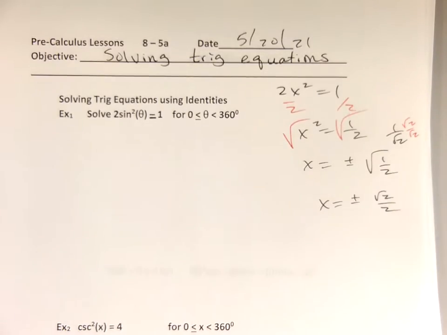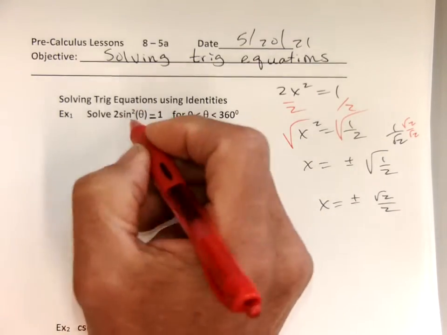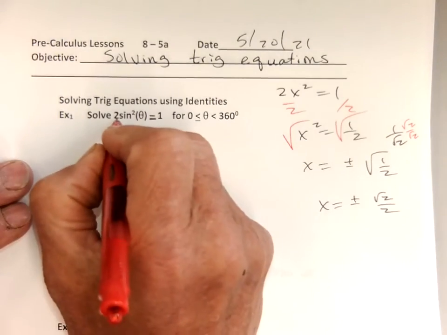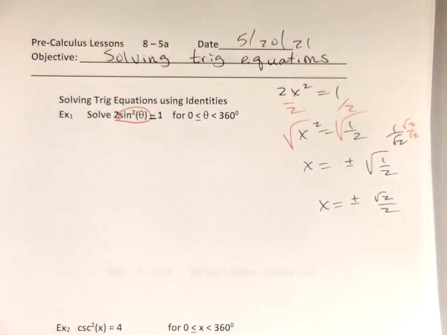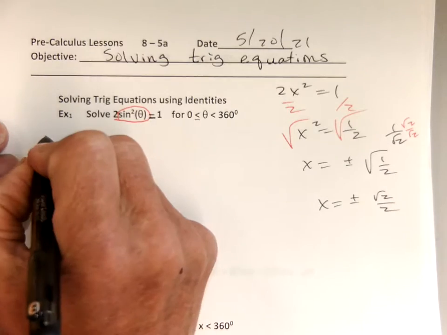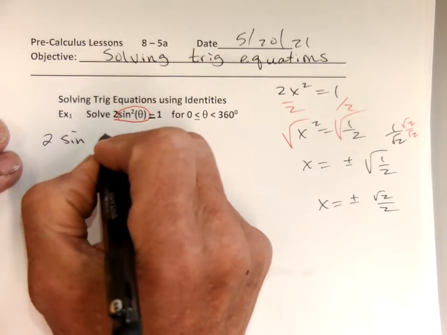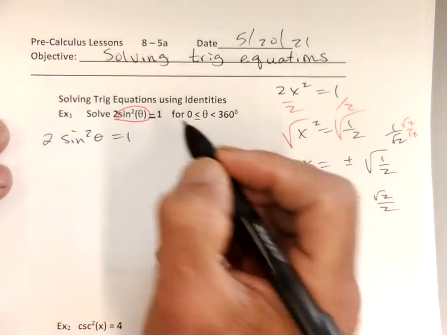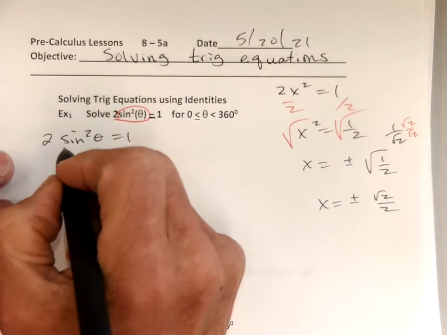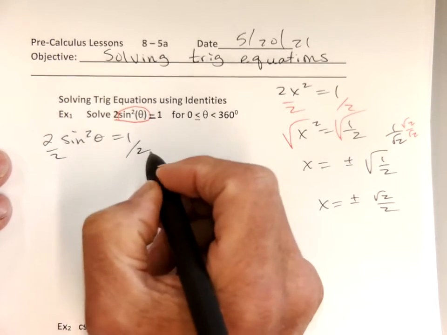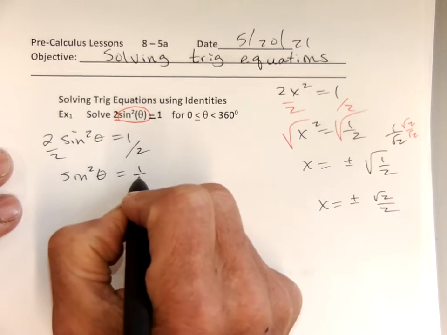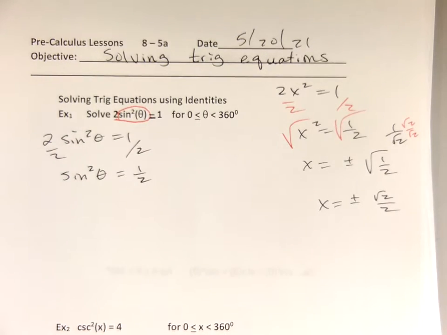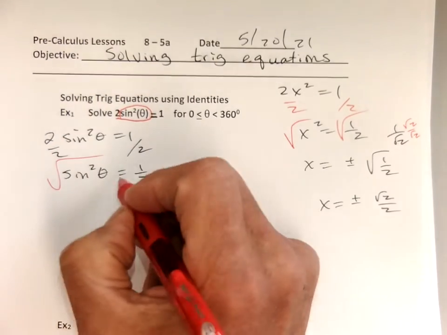All right, great. Now, the only difference is that we're not doing x, we're doing sine. So we're going to solve the same way. So I'm going to go my 2 sine squared theta equals 1. And we'll do the same thing. We'll divide by 2. I'll have sine squared theta equals 1/2, right? I'm doing the exact same thing over here, except with sine. I'm going to square root, square root.